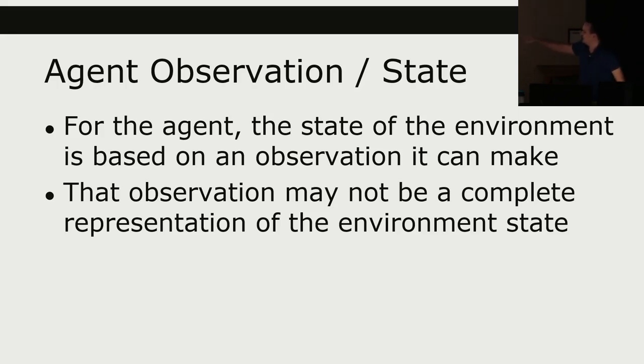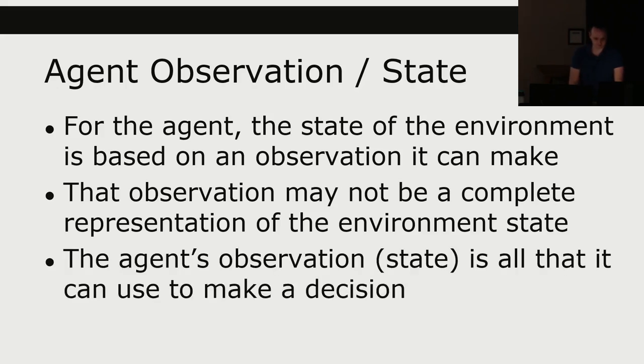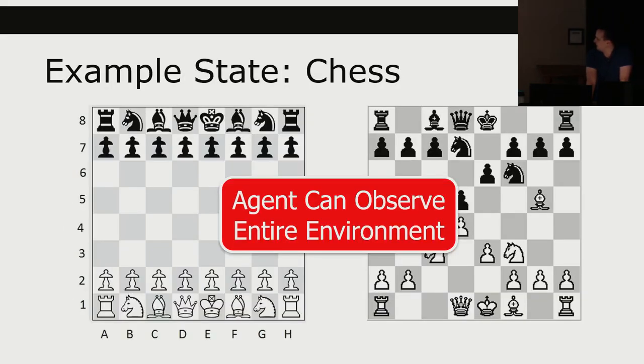But the state is from the agent's point of view, and it's how it makes decisions. The agent's observations, which are the state, is all that it can actually use to make a decision. So in the game of chess, the agent can observe the entire environment. There's nothing secret about the game of chess. Tell me, someone put up their hand and tell me a game where you don't have complete information of the environment.